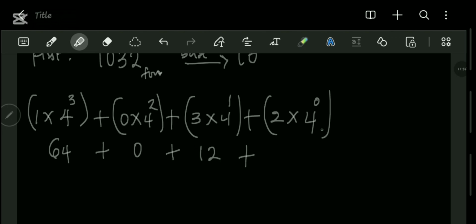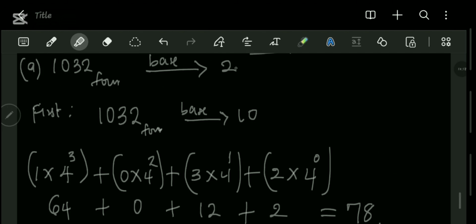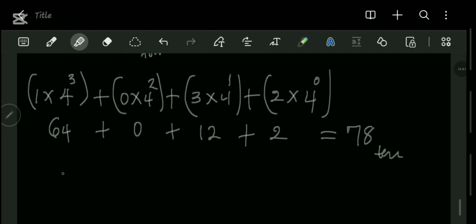And we have 4 to the power 0 is 1. Any number to the power 0 is 1. And that 1 multiplied by 2 is 2. So when you add 64 plus 12 plus 2, you have 78. This number now is in base 10. Now, it is this number I'm converting to base 2 from the question. Now I can convert 78 in base 10 to a number in base 2. Are you getting the point now?